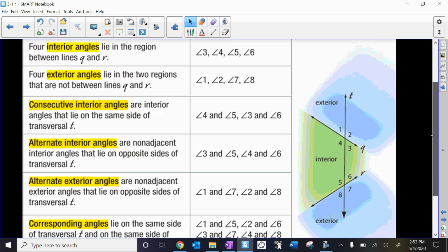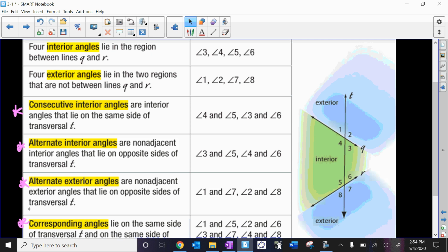Okay, so some specific names that we're going to need to know. There's a whole bunch of them in here. Interior angles are going to be like angles 3, 4, 5, and 6, because they're between lines Q and R. Exterior then would be angles 1, 2, 7, and 8, because they're on the outside of Q and R. The more important words that we're going to need are consecutive interior, alternate exterior, and corresponding.